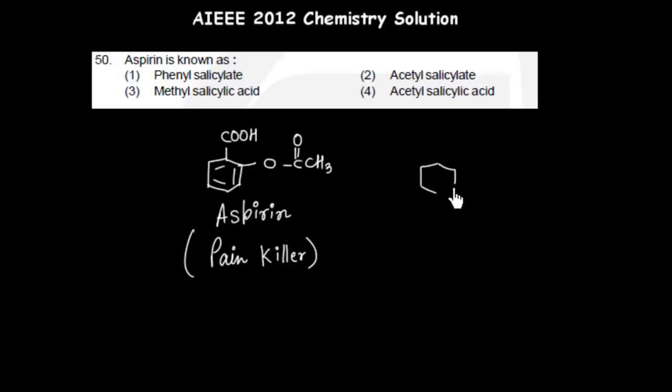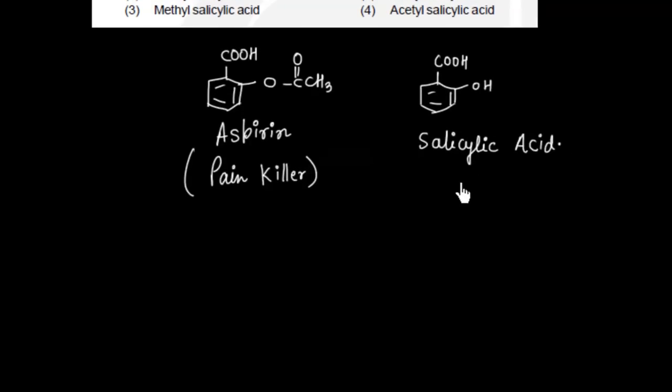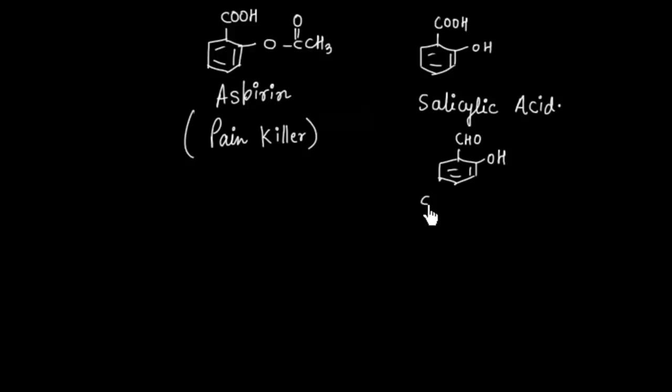Now this molecule is called salicylic acid. So if you have COOH group here and you have OH, this molecule is called salicylic acid. Now in place of acid group, if you put CHO group here, then this is called salicylaldehyde.